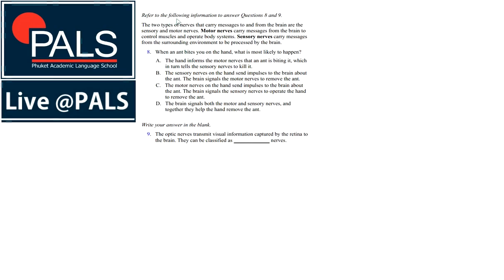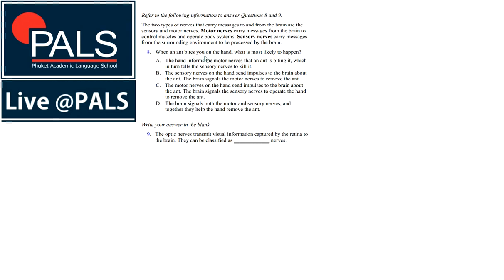Okay, so we have another question here that relates to another short paragraph. 2 questions, 8 and 9. The 2 types of nerves that carry messages to and from the brain are the sensory and motor nerves. Motor nerves carry messages from the brain to control muscles and operate body systems, whereas sensory neurons carry messages from the surrounding environment to be processed by the brain.